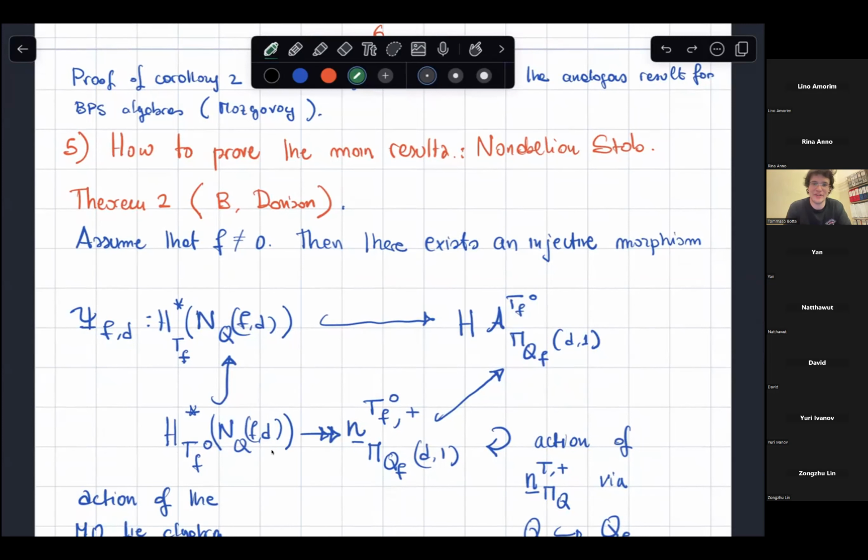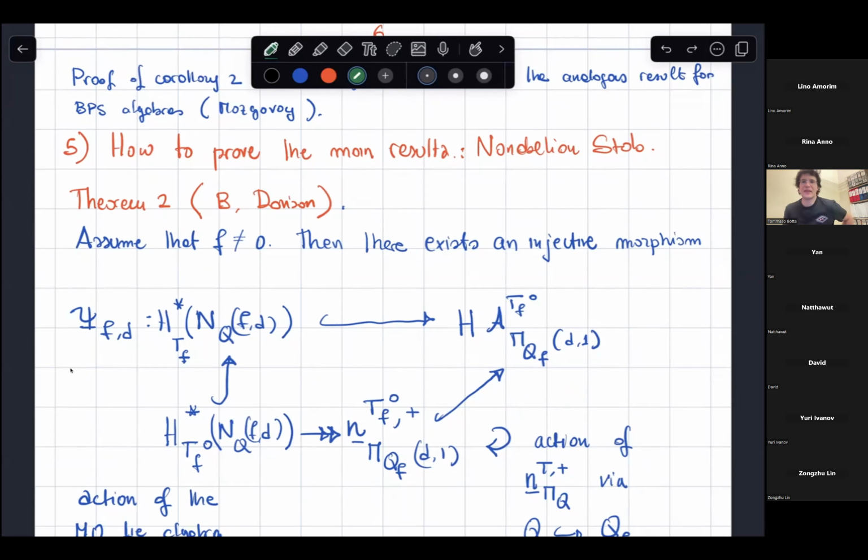But anyway, we can see the TF0 cohomology of the quiver variety as a subspace of the TF equivariant cohomology. If we restrict our map psi to this subspace, then psi sends this piece of the cohomology of the quiver variety exactly to the BPS Lie algebra for the preprojective algebra of the framed quiver with this specific dimension vector d1. How do we see this? This is non-trivial.